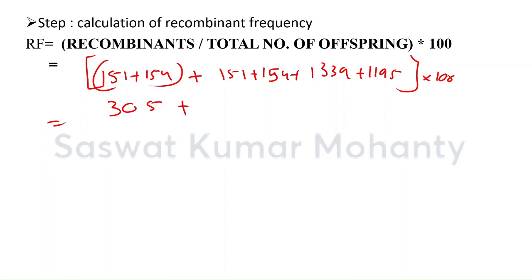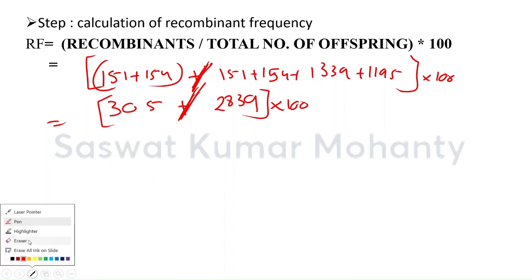And we are talking about total number of offspring. Here it is not only recombinant. Total number of offspring means number of recombinant offspring plus number of parental type. So this is divided by 2839, into 100. Are you getting it?